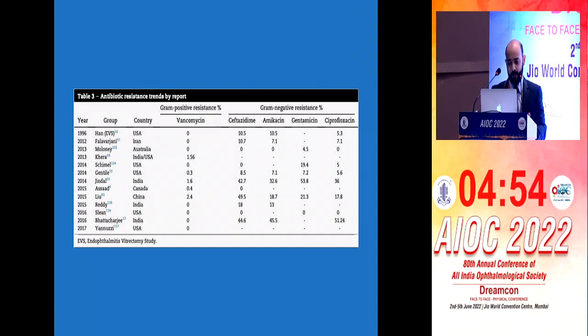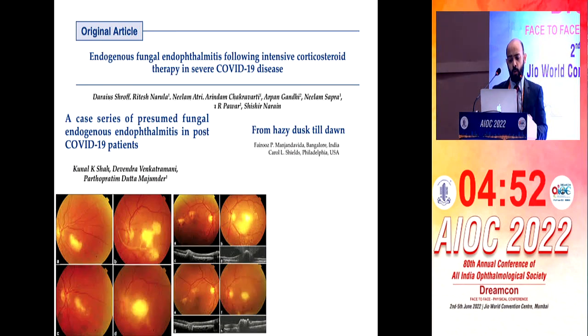Another important thing to know is that we should be aware that there is an entity called fungal endogenous endophthalmitis, mostly seen in COVID patients. So we have to know this entity because if we treat it as a non-infectious case with intensive corticosteroid therapy, things can get really worse.